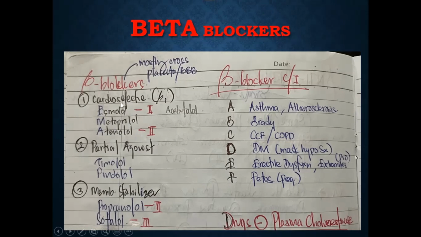Beta blockers mostly cross the placenta and the BBB. That's why you don't give them in pregnant patients, because they can cause fetal bradycardia. You also don't give them in a lactating mother. Partial agonists are timolol and pindolol, famous ones. Membrane stabilizers are propranolol and sotalol. Propranolol goes to group 2 antiarrhythmic. Sotalol is group 3 antiarrhythmic. Beta blocker contraindications, I remember, are A, B, C, D, E, F.